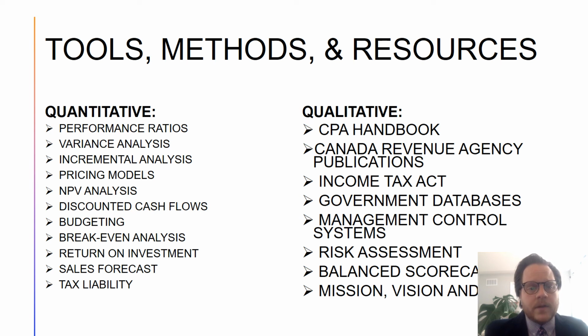So with the quantitative tools, again, there could be anything from performance ratios. So this is liquidity, profitability, debt ratios, things of that nature. You could do a variance analysis, so compare year over year results or compare the company you're working for against the industry or other competitors. You could do an incremental analysis to look at viability of a business segment or profitability of a particular decision, whether to continue or discontinue a product.